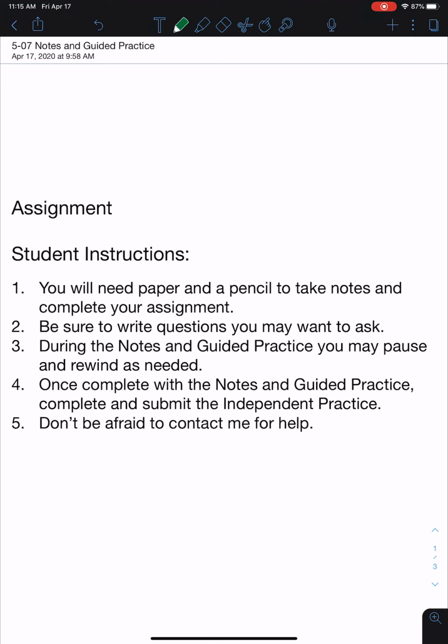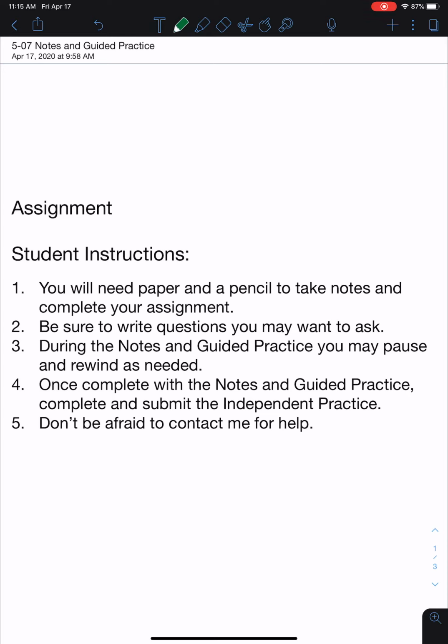So your assignment instructions stay the same. Use a paper and pencil to take notes and complete your assignment. Be sure to write questions that you may want to ask. During the notes and guided practice, you may pause and rewind as needed. Once completed with the notes and guided practice, complete and submit your independent practice. And don't be afraid to contact me for help.